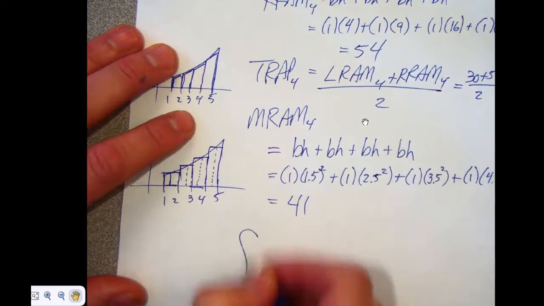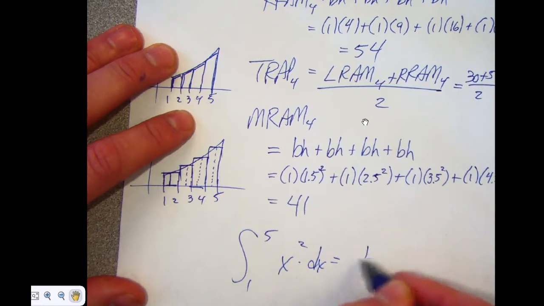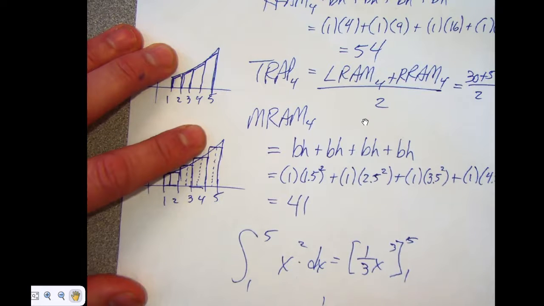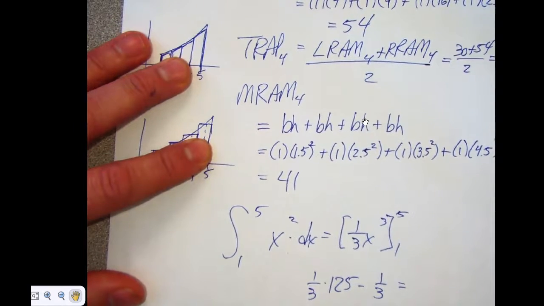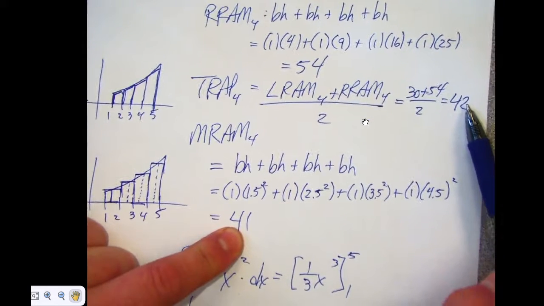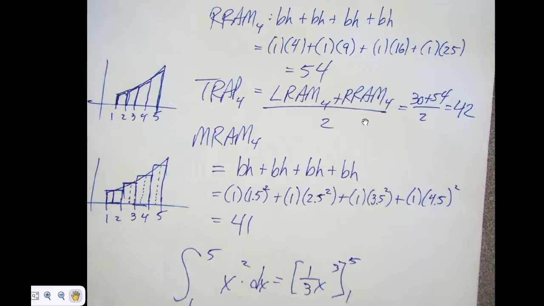So here, you guys don't know how to do this yet, but you can watch and see if you can figure it out quickly. The actual answer is 41 1/3. So the trap and the MRAM are clearly the closest in this case, and the LRAM and the RRAM are pretty inaccurate, but you still need to know how to do them.